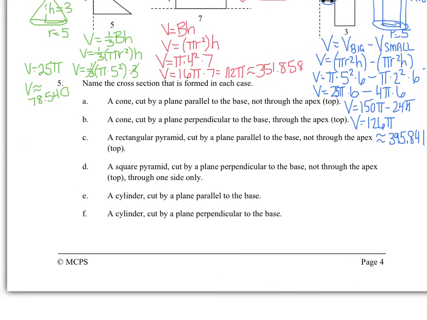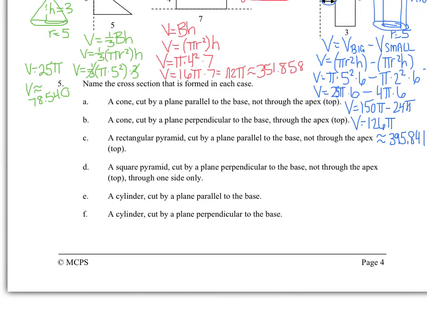For question 5, we're asked to name the cross-section that is formed in each case. So we're going to start with a cone. A cone cut by a plane parallel to the base. So we're cutting parallel to the base, but not through the top. So parallel to the base is going to be a circle, because it's basically the shape of the base.